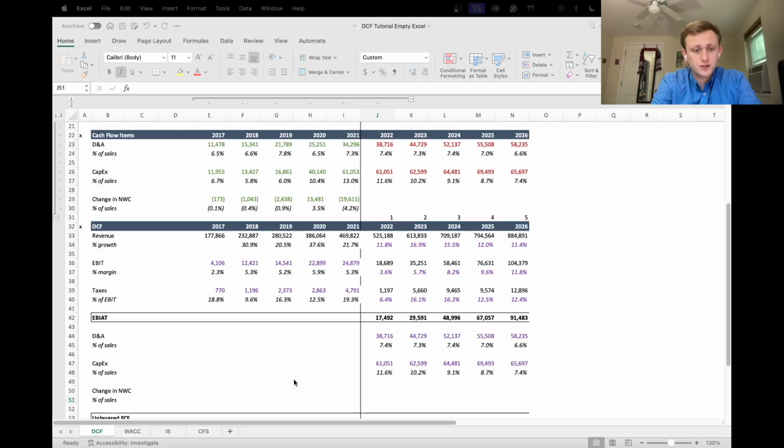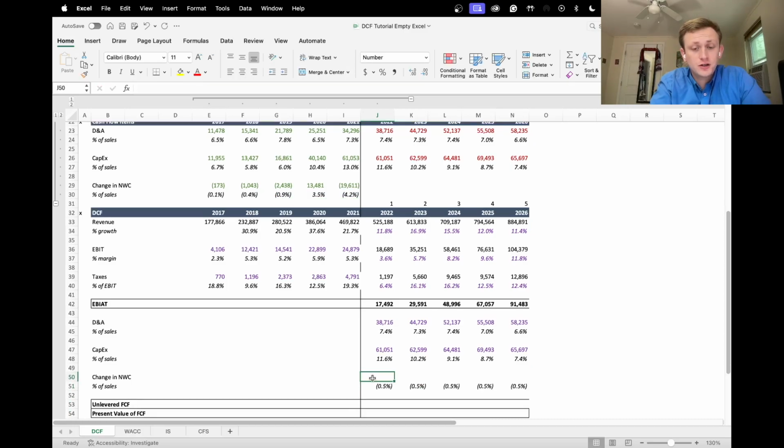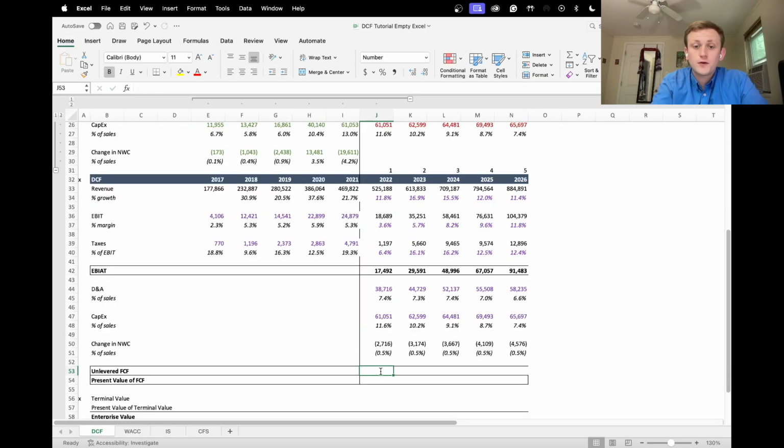Now for the percentage of sales in net working capital, I'm going to use the average of the past 3 years. I'm going to use the average function here. And now for the change in net working capital, I'm going to multiply the percentage of sales by revenue. Now finally, we're going to get to our unleveraged free cash flow, which is earnings before interest and taxes, plus D&A minus CapEx minus changes in net working capital.